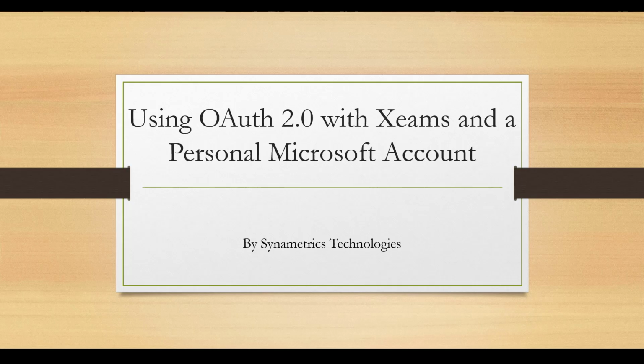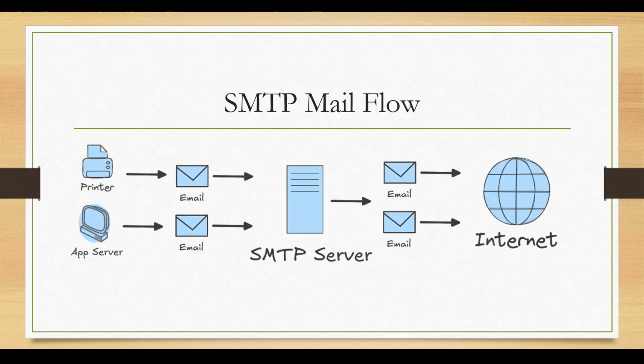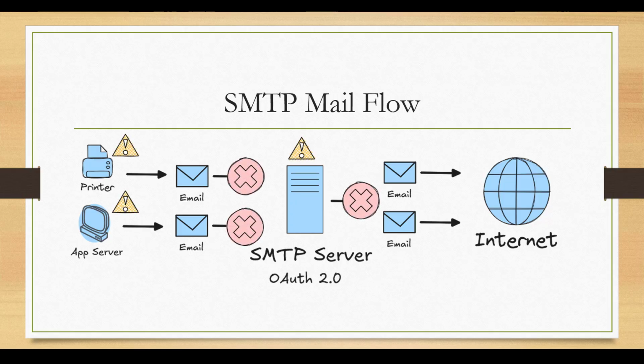In this video, I'll walk you through setting up OAuth 2.0 with your personal Microsoft email account, which can be used in Zeems to send outbound emails. It's becoming a challenge to send emails from devices and application servers because many SMTP servers require the use of OAuth 2.0, which legacy devices and apps cannot support.